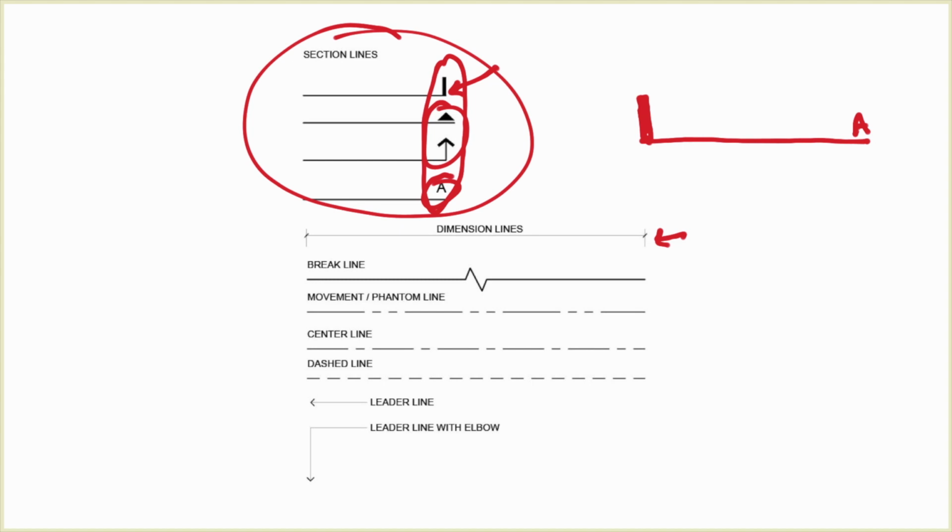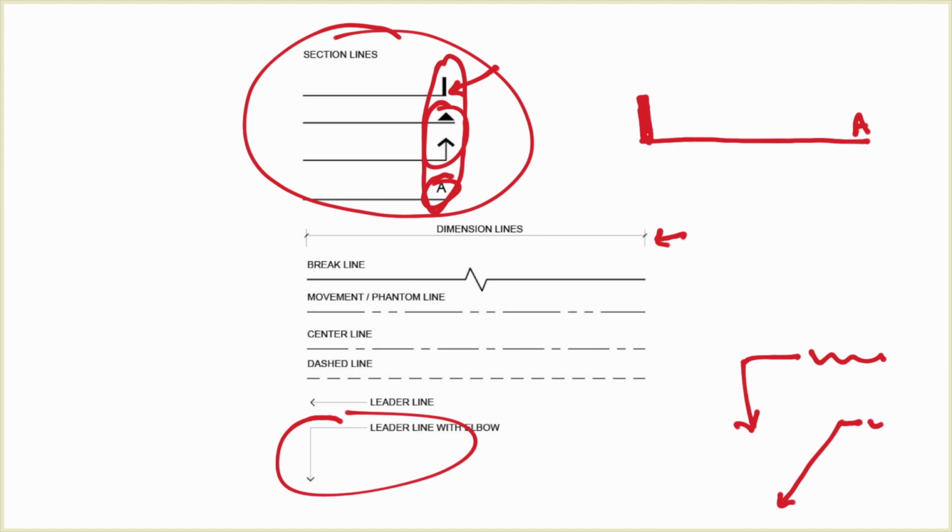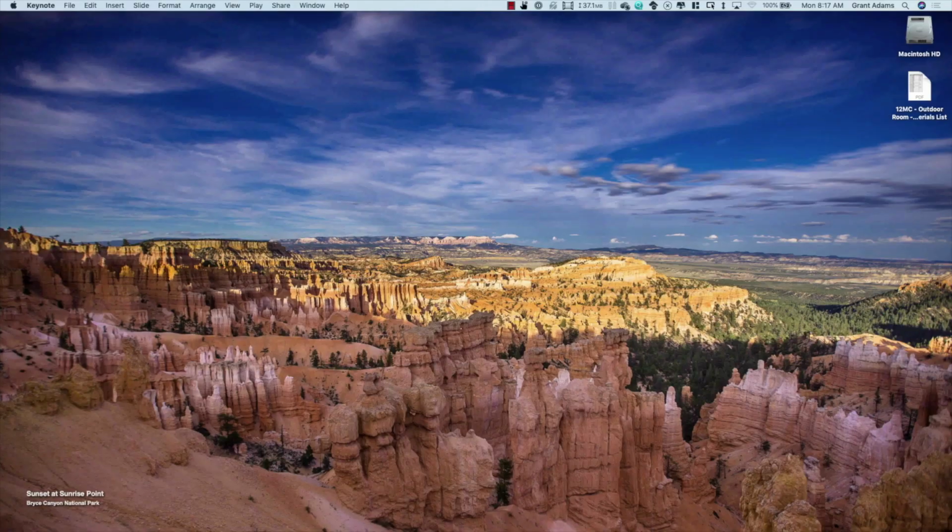A movement or a phantom line is the line with 2 dashes in it. A center line is a line with a single dash in it. The dash line or hidden line is for things that are hidden, not visible in your drawing. Leader line is a straight line with an arrow on the end. This one here is showing a 90-degree bend like that with the text here. You could also have one that comes down like that with a little bit of text. So you've got some flexibility in terms of how they look or what the little elbow looks like.